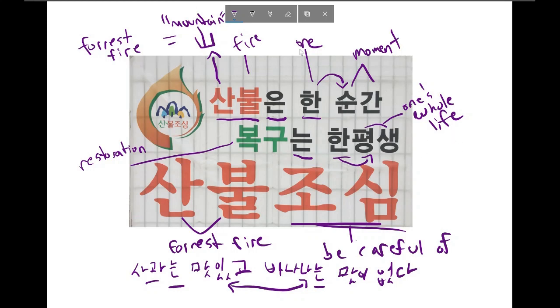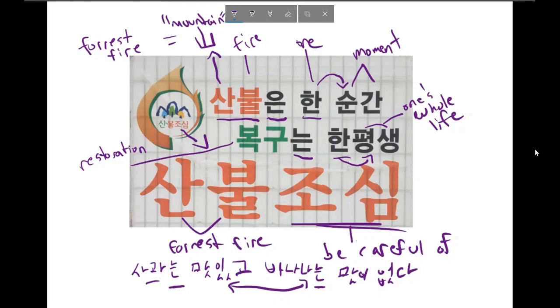But this is saying, and again, if we understand the words that I have in this sentence, it's saying, starting a forest fire takes one moment, and that's one idea. And the opposite of that idea is recovering from that forest fire takes a whole lifetime.